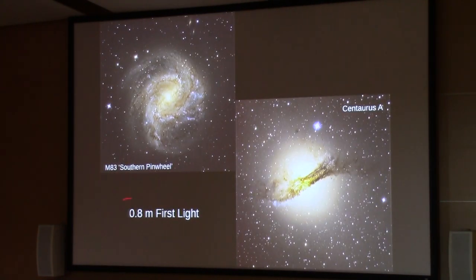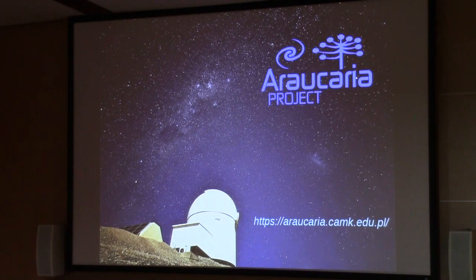This is the first light from our optical 0.8-meter telescope. Soon we will have an official opening of the observatory, but we already conduct observations, mostly of distance indicators within the Milky Way, but we will also observe distant quasars and active galactic nuclei. We would like also to determine distances to these. This is all. I invite you to visit our web page. And thank you.